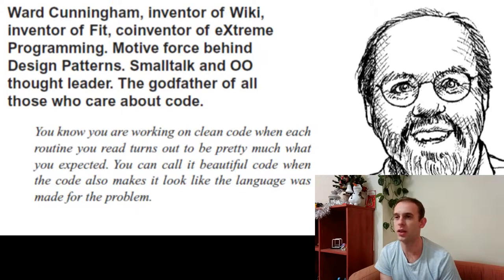And I'm going to finish with Ward Cunningham, the inventor of Wiki. "You know you're working on clean code when each routine you read turns out to be pretty much what you expected. You can call it beautiful code when code almost makes it look like the language was made for the problem." So one key line is very important here: each routine you read turns out to be pretty much what you expected. So you're not surprised when you see a call to a method, you're probably going to guess what it does. And if you don't understand it, it's going to be messy, okay? So it's one hint of how to spot code that is not clean.